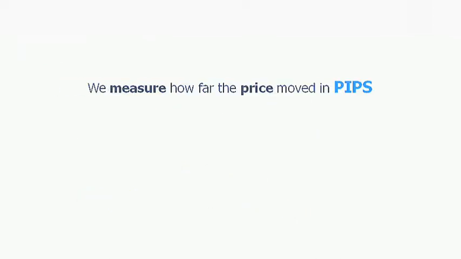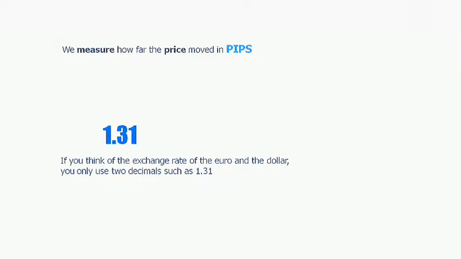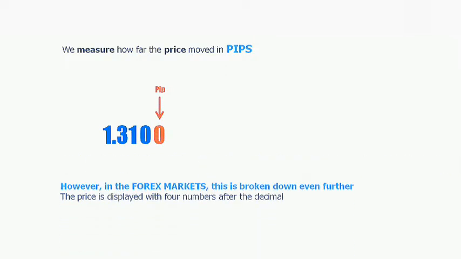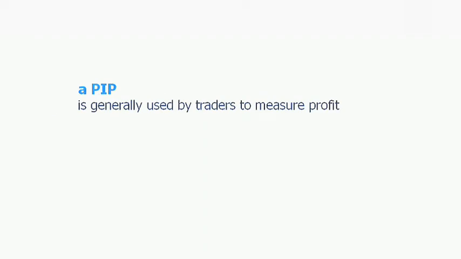You will find that we refer to pips throughout the lessons. We measure how far the price moved in pips. If you think of the exchange rate between the euro and the dollar, euro-US dollar, you only use 2 decimals, such as 1.31. However, in the forex markets, this is broken down even further, and we observe the price as 1.3100. The last number, the last zero, is the pip. If the value of that currency pair moves from 1.3100 to 1.3101, it has moved by a single pip. Pips are how traders generally measure their profit.